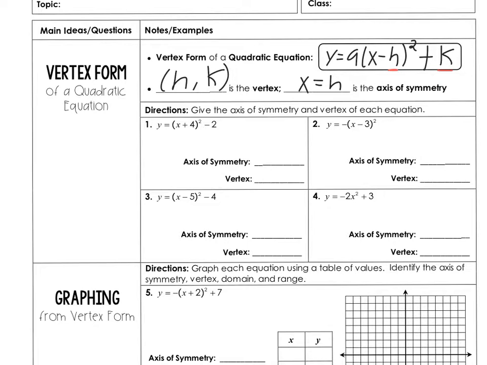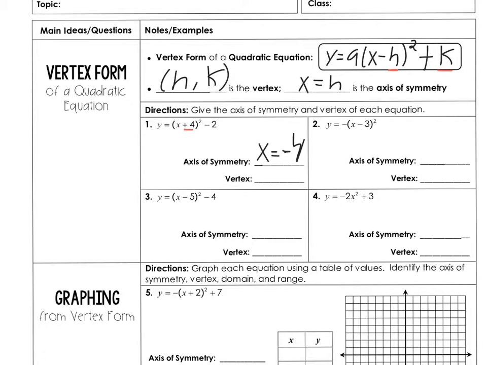So let's look at these. I'll do the first one with you guys, and we'll figure out what the axis of symmetry and the vertex are. In this equation, we're looking for the axis of symmetry, and we know that it's going to be h. What do we have here? A positive 4. In vertex form, h is negative. So since it's plus 4, that actually means that the axis of symmetry is x = −4.